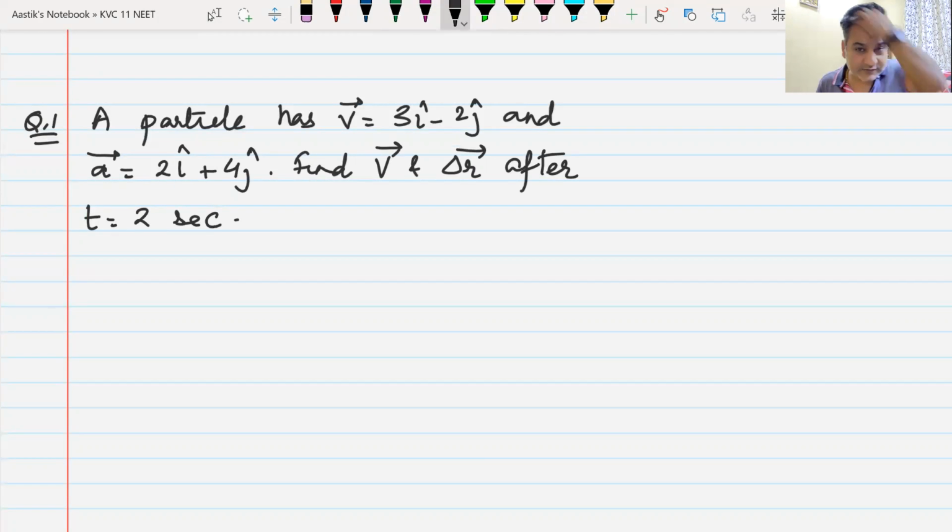The first velocity that is given to you is definitely your initial velocity. The second is your acceleration. As you can see, acceleration is constant, my dear friends. They're asking you to find out the velocity and the displacement after 2 seconds. I'll give you 2 minutes to solve this. Get the answer and stay happy. Happiness is what we are searching for, and we'll only get happiness when we are selected. That is our ultimate aim. I'll give you 2 minutes.